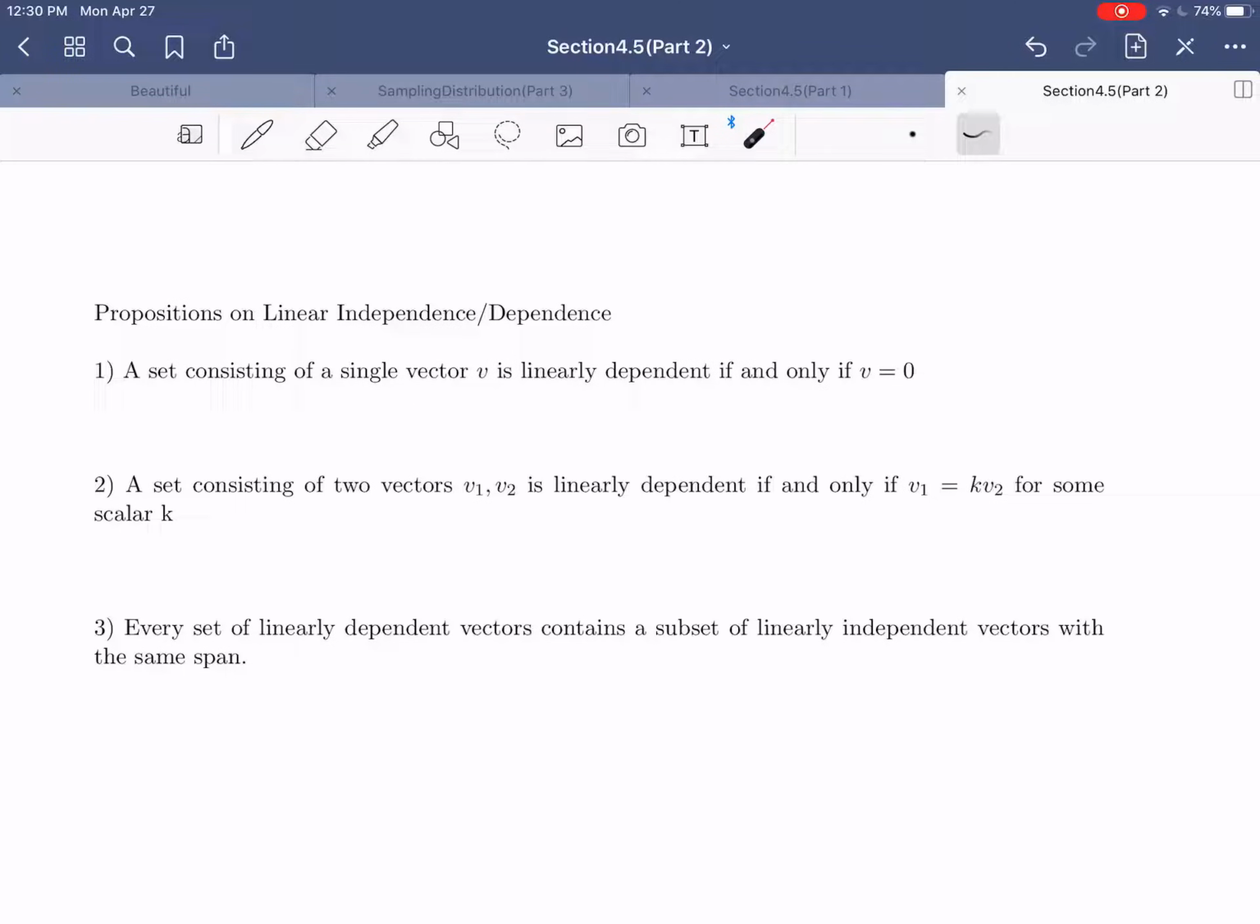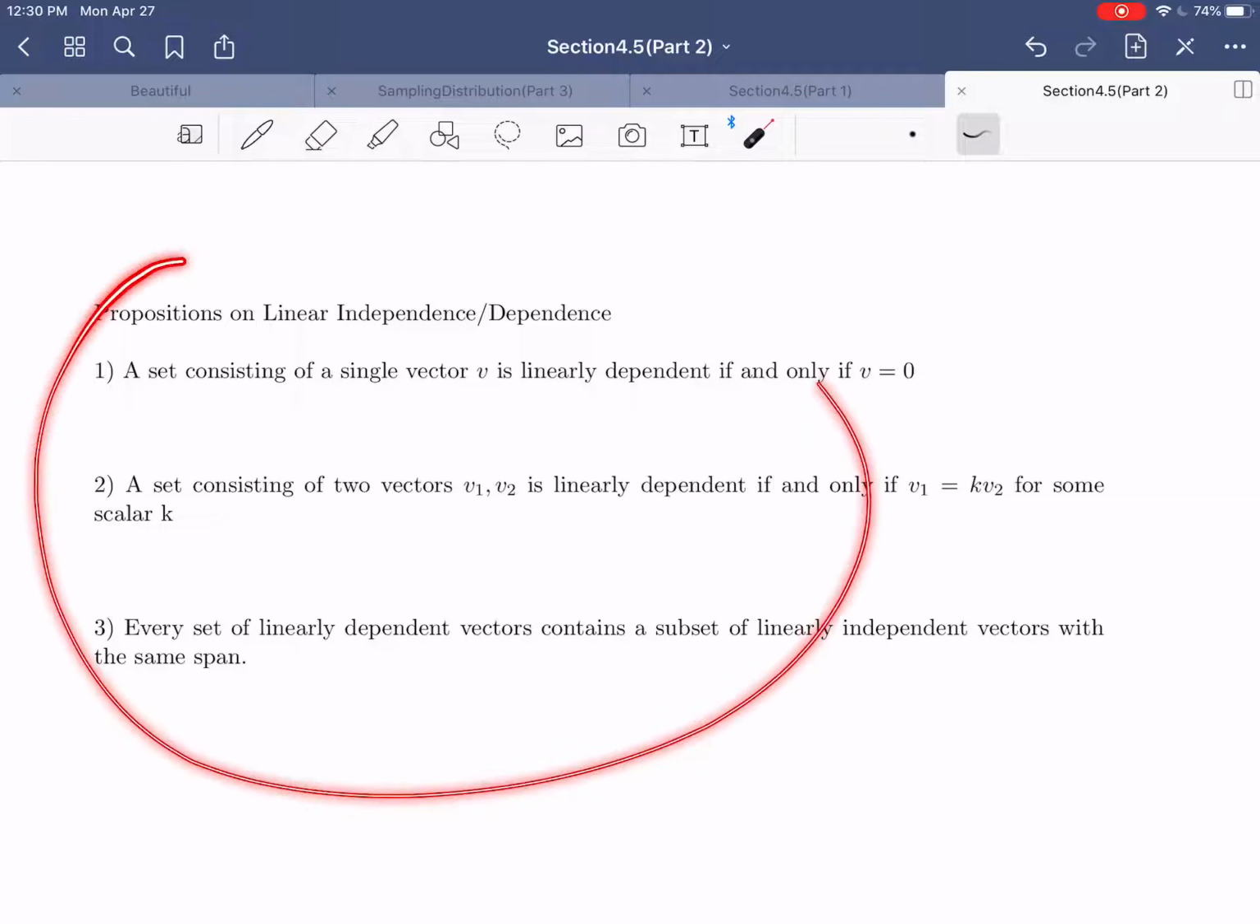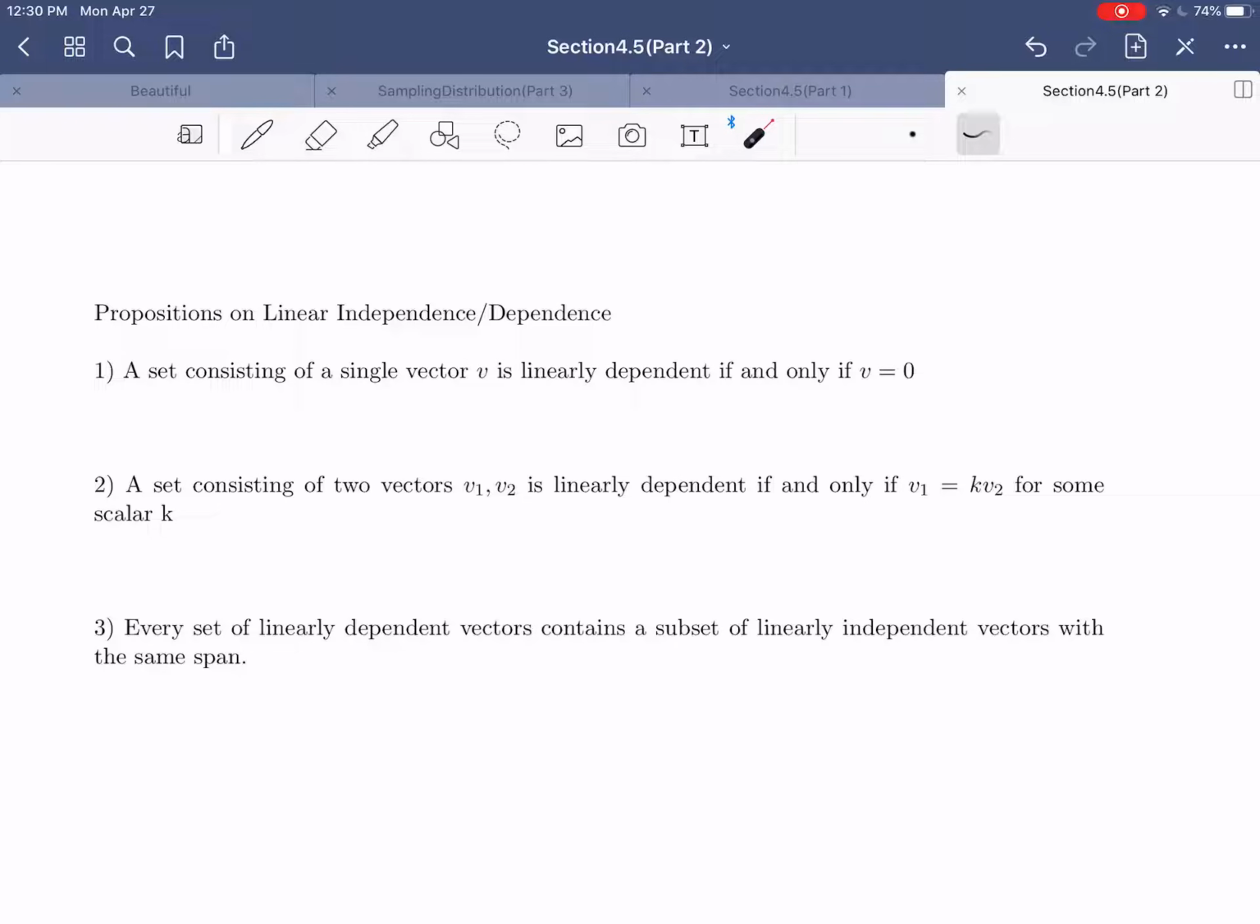And then we'll sort of wrap up this section by talking about how linear independence and dependence can be applied not just to vectors, but also to continuous and differentiable functions. And that's going to be an important discussion, not right now in the short term, but for later on when we return to differential equations. But before we do that, we want to talk about these three brief propositions that follow sort of naturally from the definition of linear independence and dependence that we did in the previous video.